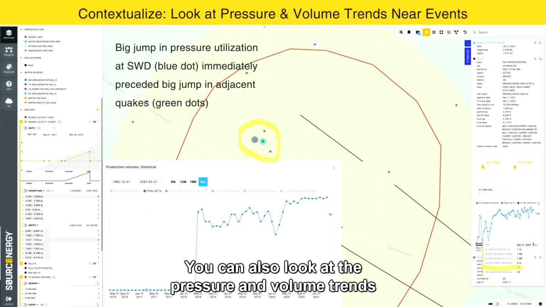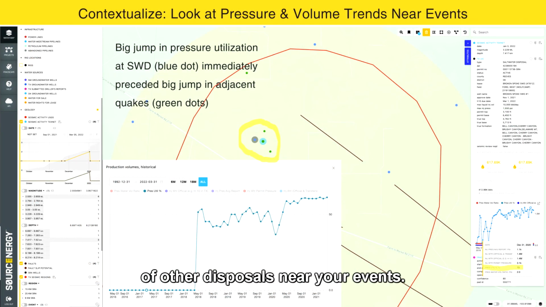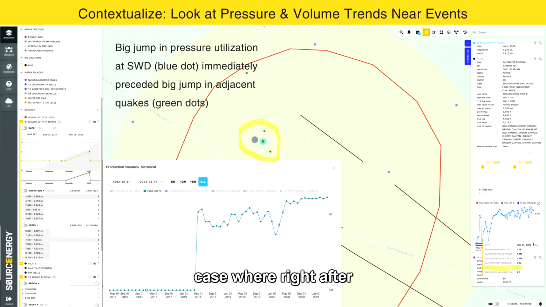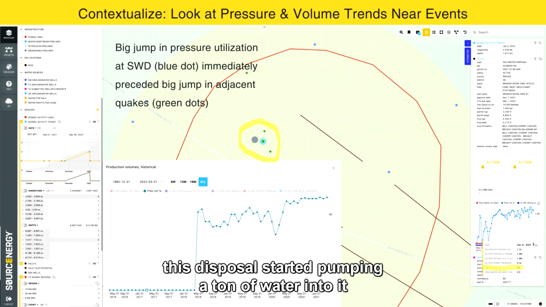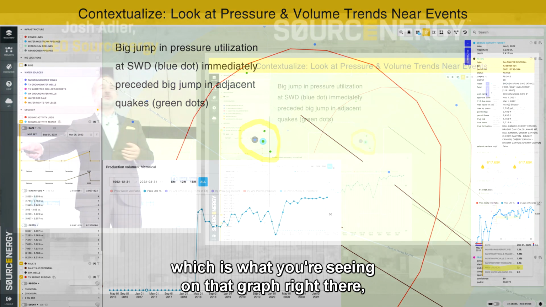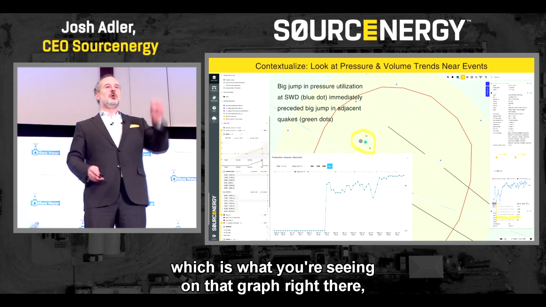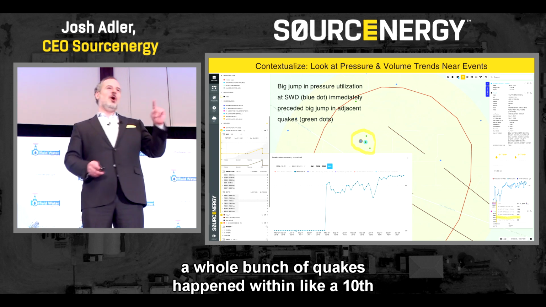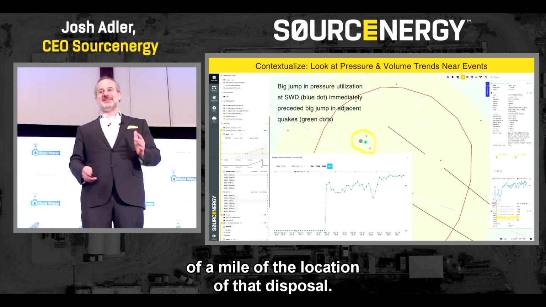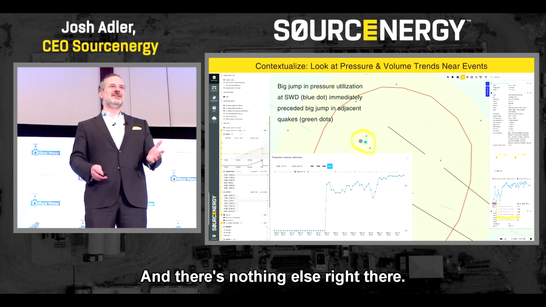You can also look at the pressure and volume trends of other disposals near your events. Now, this is in the same NCR area. Again, I mentioned this is an operator who we've never met, but here's an unfortunately kind of sadly clear case where right after this disposal started pumping a ton of water into it and really pushing pressure utilization levels up to like 70-80%, which is what you're seeing on that graph right there. Right after that happened, a whole bunch of quakes happened within like 1/10 of a mile of the location of that disposal. And there's nothing else right there.